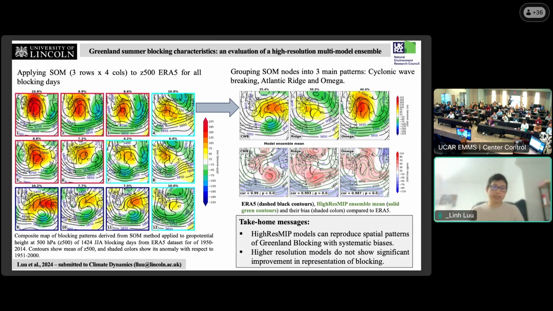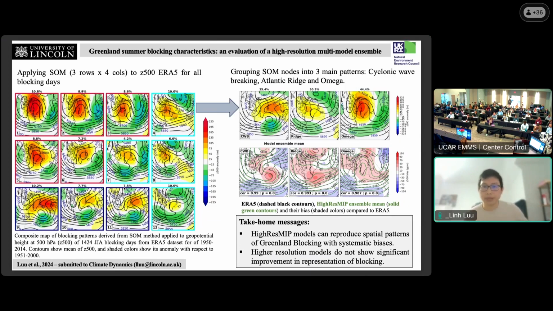So this is the result from ERA5, and we apply a similar procedure to all models in HighResMIP. Then we group those 12 main patterns together and take the means to get the final result of the 3 patterns on the right-hand side.